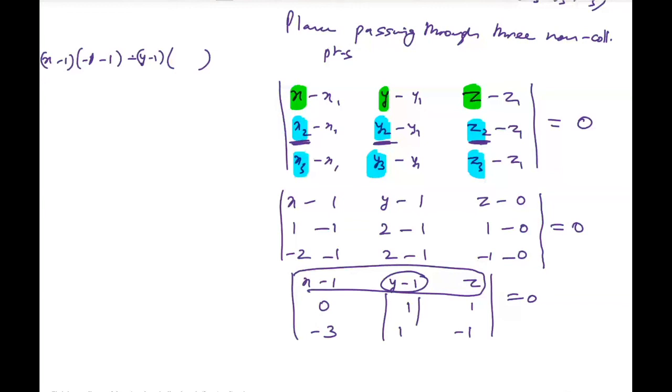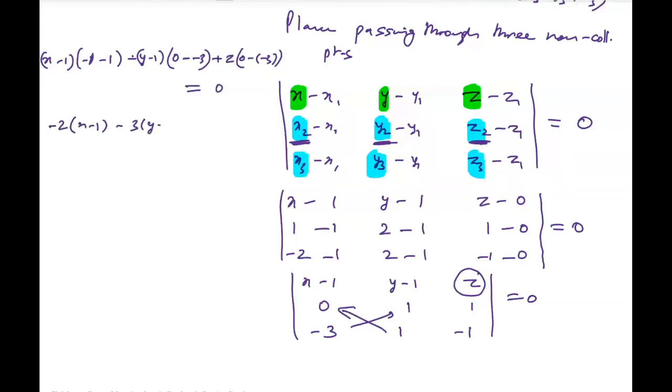0 into minus 1 will be 0. And 3 into minus 3 into 1 is minus 3. In between we have to put a minus sign. So very simple, you only need to know how to find a determinant. Now take z, this will be plus z. Now find this determinant. This will be 0 minus, again minus 3, equals to 0. So this is minus 2 times x minus 1, plus 3 minus 3 times y minus 1, plus 3z equals to 0.